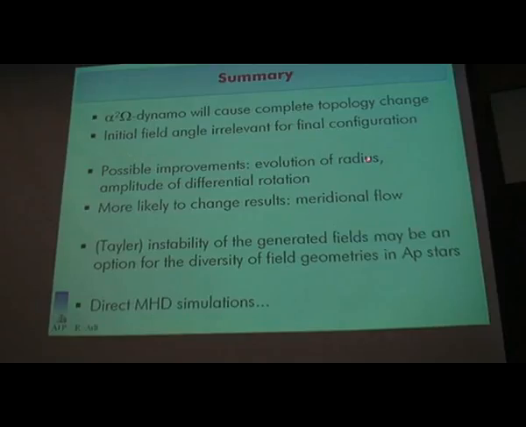Of course, I could improve a couple of things. I don't think these things will change much of the computations. It would be more interesting to have meridional flow in there. That could change the results quite considerably. And then, of course, the option should be studied whether the toroidal fields generated in there are capable of showing Tayler instability. And that could then be an explanation for the various geometries of AP stars. Best would be direct simulations, of course, but as difficult as they are, I don't believe they will be available quickly. Okay, thanks.